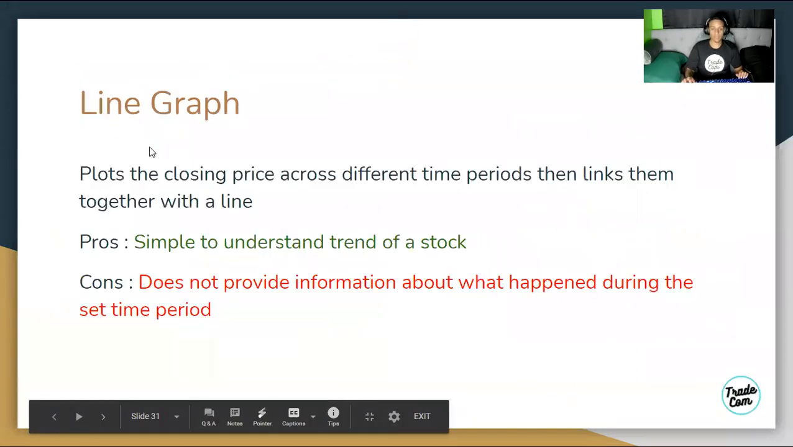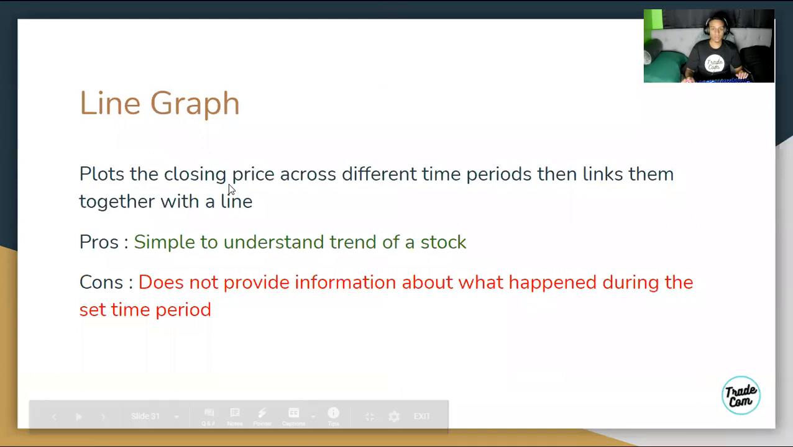Line graph. All right, so line graphs plot the closing price across different time periods, then link them together with a line. The pros: it's simple to understand the trend of a stock. But the cons is that it does not provide information about what happened during the set time period.